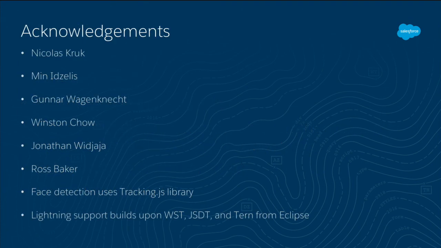All right. None of this would be possible without the hard work of all the people in my team, so I want to give a shout out to all of them here. The face detection library uses tracking.js. It's open source and available on GitHub. It's not created by us, it's by an external third party, but you can go ahead and try that. It has a very nifty computer vision technology, so you can do many things like image recognition, face tracking, and everything else. And the Lightning support builds upon the rich ecosystem of Eclipse. We use WST, which is the Web Standard Toolkit, JSDT, the JavaScript development tools, and Tern, which powers the auto-completion for JavaScript. And with that, thank you very much.